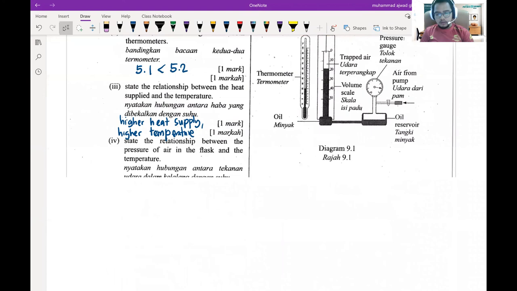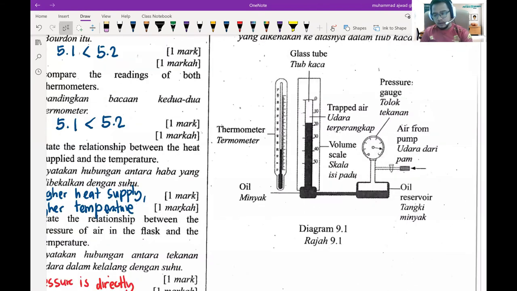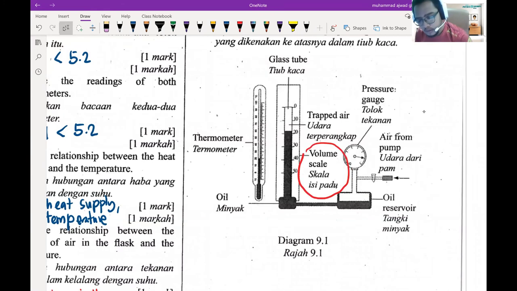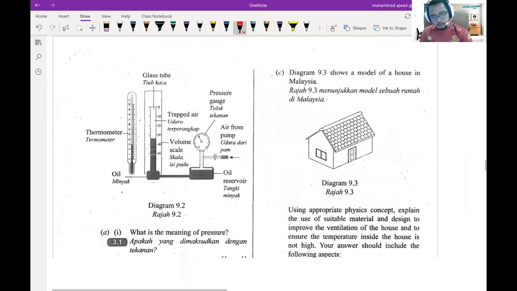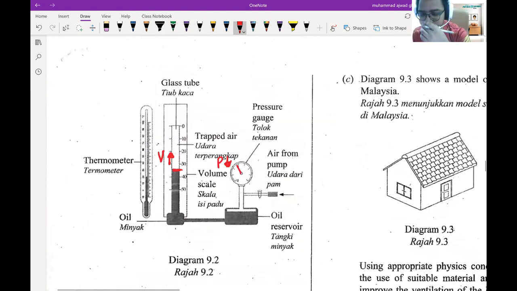Kita ada dua gambar. Tu gambar pertama. Okay, gambar pertama. Trap air kat situ. Bacaan volume dia 20. Pressure kat situ. And second one, bacaan volume dia jadi lagi rendah. And pressure dia jadi lagi rendah. Okay, so basically the first one is a gas law. But which law? Soalan ni gabung ni. Which law? So this is Boyle's law. Okay. Boyle's law. Volume and pressure inversely proportional.